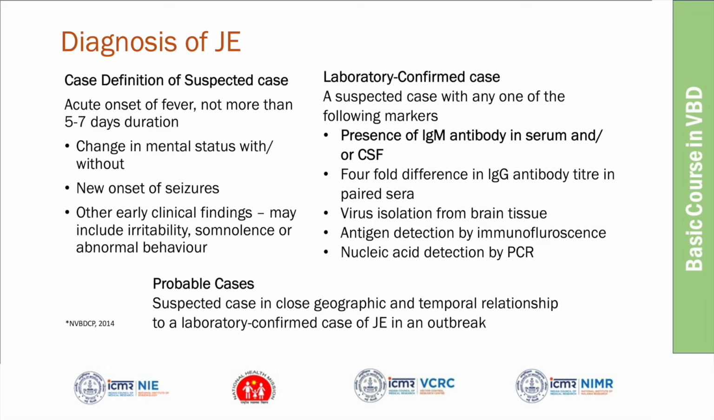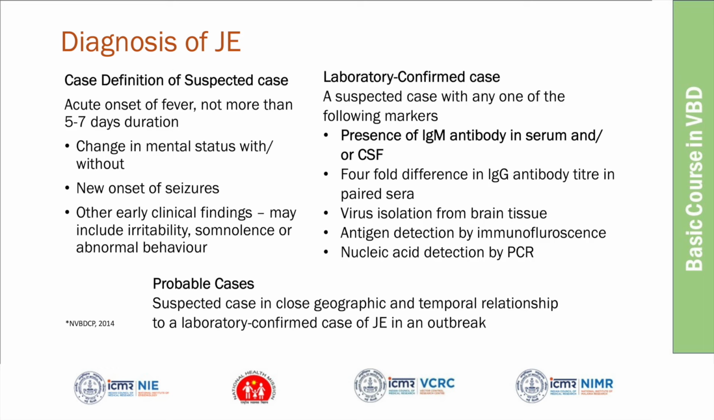As I have told you, there will be an altered sensorium. The child will look confused, he will be disoriented, he will not know whom he is talking to, where he is, or about the time, and he can present with or without seizures. Other clinical findings can be irritability, somnolence, or abnormal behavior. This picture we call acute encephalitis syndrome. Whenever there is acute encephalitis syndrome, the immediate thing that comes to our mind is that it can be a suspected Japanese encephalitis case.